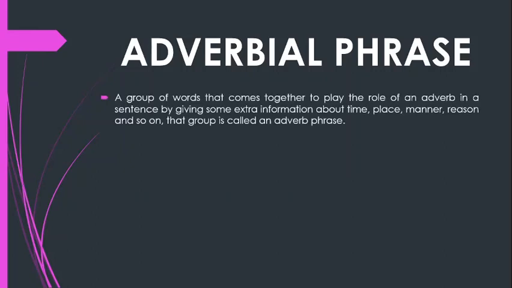A group of words that comes together to play the role of an adverb in a sentence by giving some extra information about time, place, manner, reason, and so on. That group is called an adverb phrase. So you can understand that adverb phrases play the role of an adverb. They give us time, place, manner, reason.